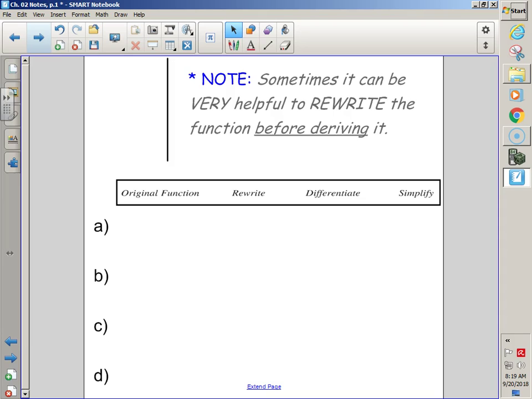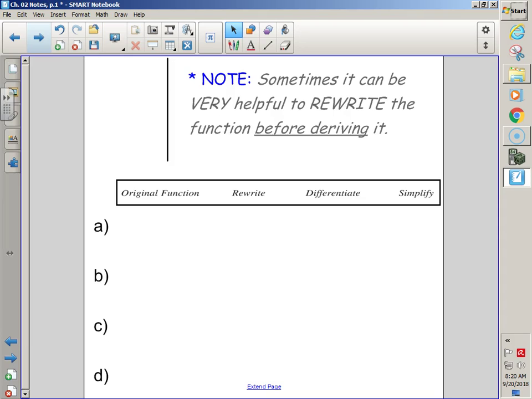That way you won't do all the work rewriting and think you're done. You'll know that you're only done rewriting and the deriving has not started yet. So rewriting is not deriving. Sure, it takes math, but the derivative is not done until you have done the deriving.